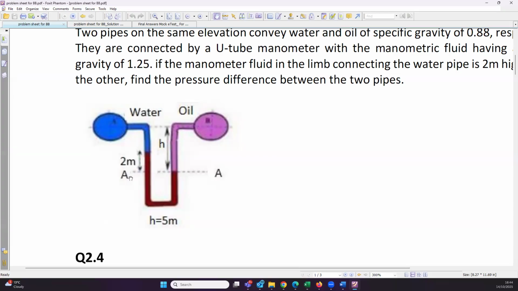But the pressure at point A prime is the pressure due to water and due to this fluid, that is mercury or whatever this fluid is. So you also have to add this liquid as well. And the weight of this liquid will be rho GH. H is 2 meter, as it is very clear. G is constant. And rho of this, if it is not given, obviously you have to find it. But in this question, it is given as 1.25. So you know the density of this fluid as well.